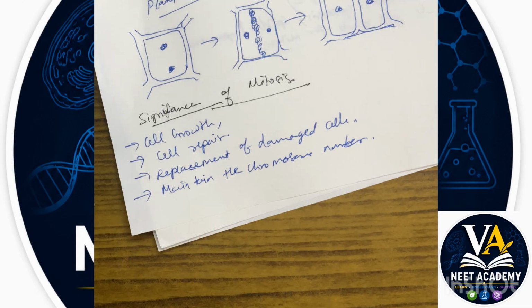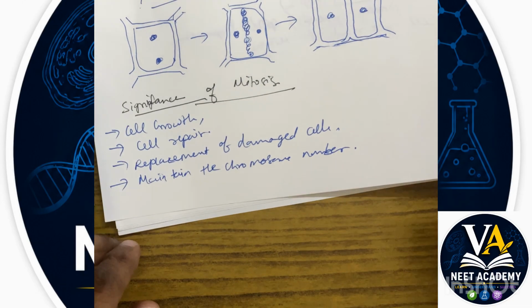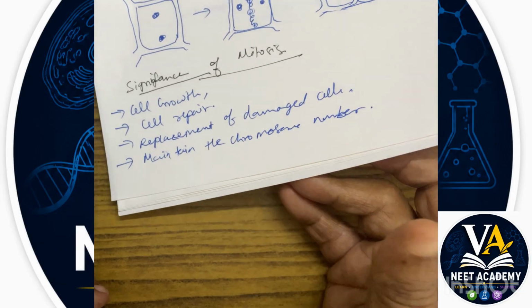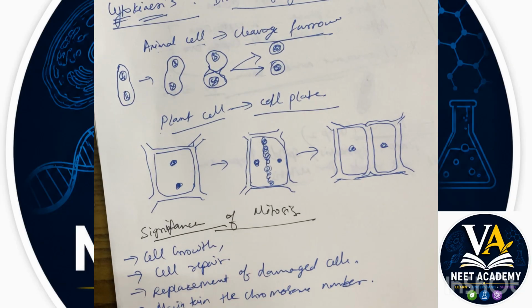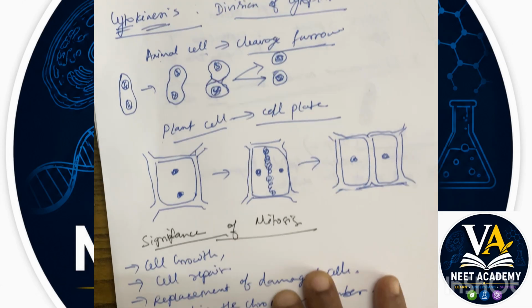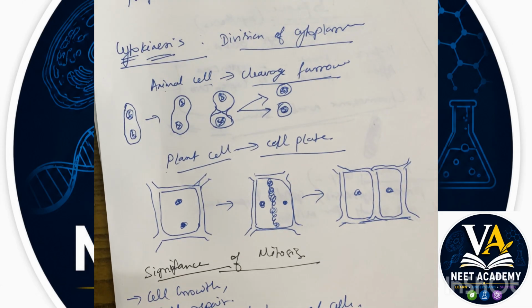So, hope the class was clear, students. Cell cycle, very simple. It has two phases, interphase and M phase. Interphase in turn has G1, S and G2 phase, and M phase has prophase, metaphase, anaphase and telophase. And finally, the cell divides into two by cytokinesis. Cyto meaning cytoplasm, kinesis meaning division.